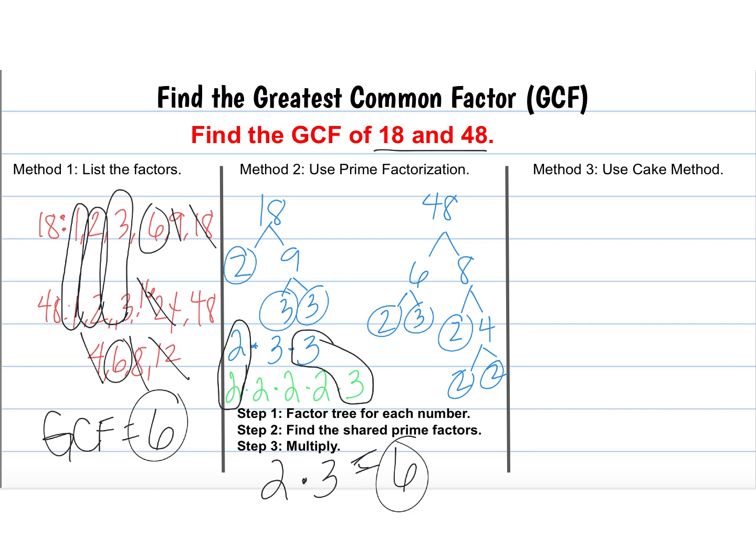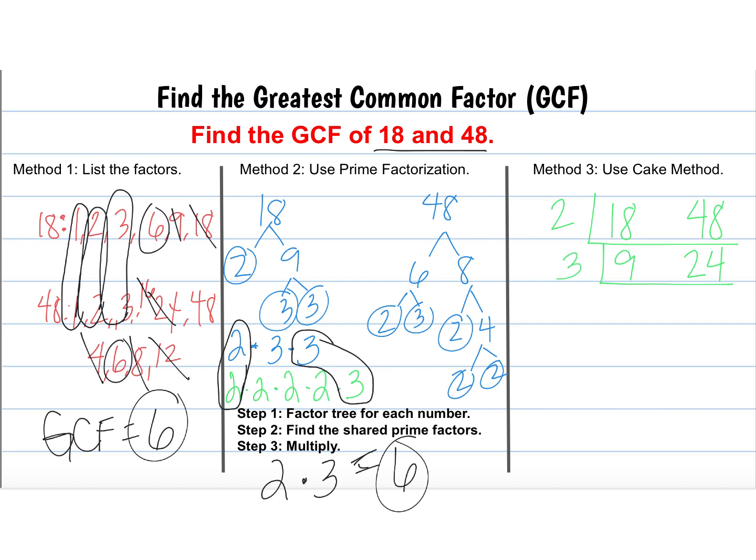And now let's do the cake method. So we have 18 and 48. I think of a number that they can both be divided by. So they can both be divided by, let's just do 2. So 18 divided by 2 is 9, and 48 divided by 2 is 24.